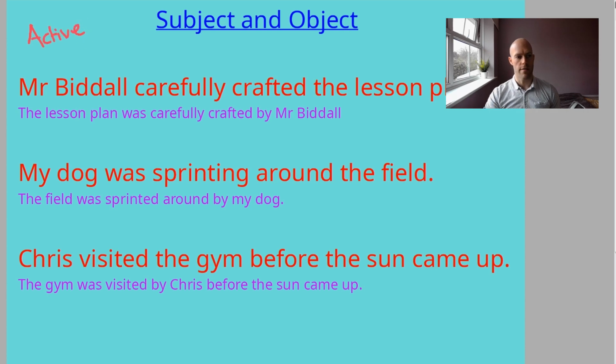And I've rewritten the sentences in passive voice underneath. So "Mr. Biddle carefully crafted the lesson plan" is active, as we know, because Mr. Biddle was the subject. He crafted, the verb, and it goes subject, verb, object. But let's look underneath. "The lesson plan", still the object, "was carefully crafted", verb, "by Mr. Biddle." The subject doesn't actually change.